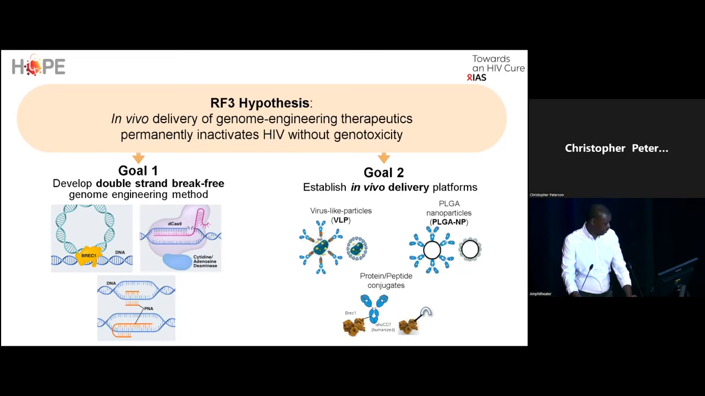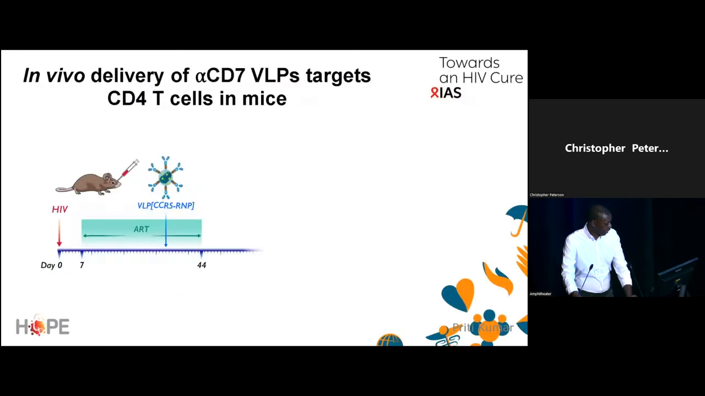The most exciting is really the viral-like particle processes that we hope to tag to antibodies, and PLGA nanoparticles has also been part of the program. Some of the targeted binding peptide protein conjugates that we're looking at, such as the CD7 VLPs that are being developed by our group at Yale, have really shown some really exciting work here.